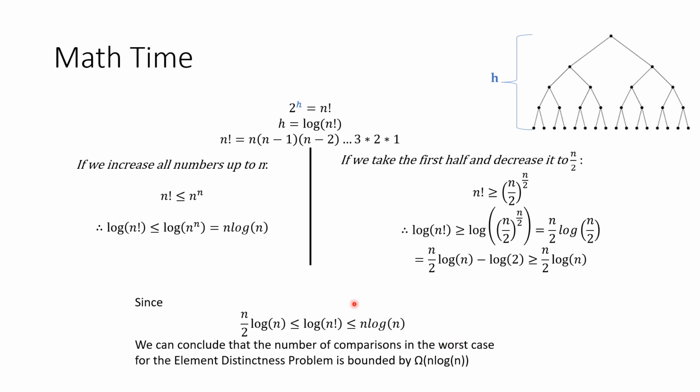So now we come with this statement where log of n factorial is greater than n over 2 log n, but is less than n log n. So we're in between n log n. So we can conclude that the number of comparisons in the worst case for the element distinctness problem is bounded by omega of n log n.